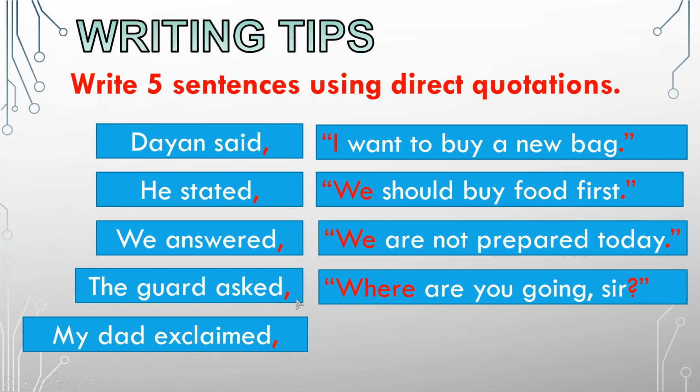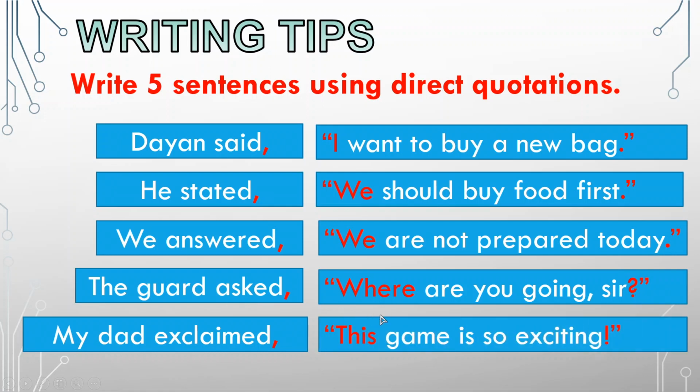Where are you going? Because the word is asked. Remember, answered, stated, and said, we end it in a period or full stop. When the word is asked, we always use a question mark. And finally, this game is so exciting. It's exclaimed, so exclamation point, and don't forget capitalization and your open and close quotation marks. All right. So these are your tips. You can pause this video so that you can copy and get some ideas of these examples.